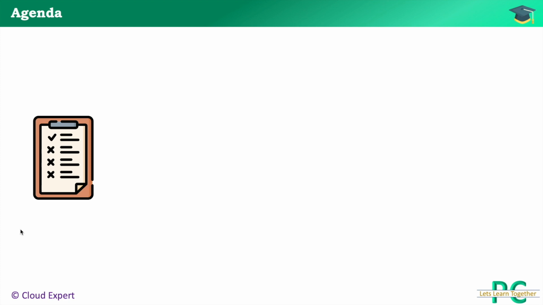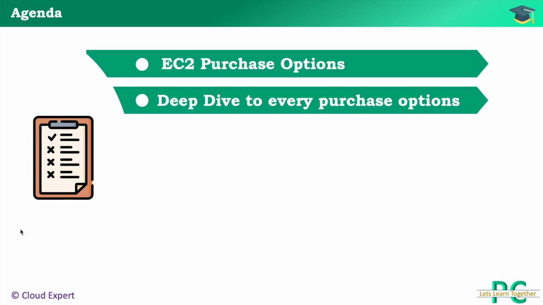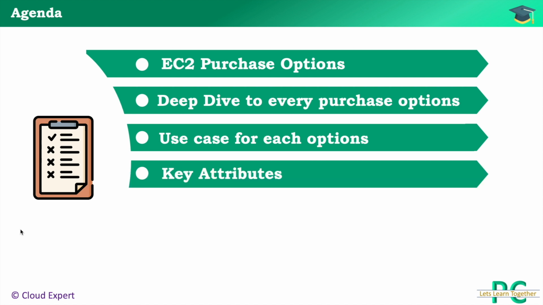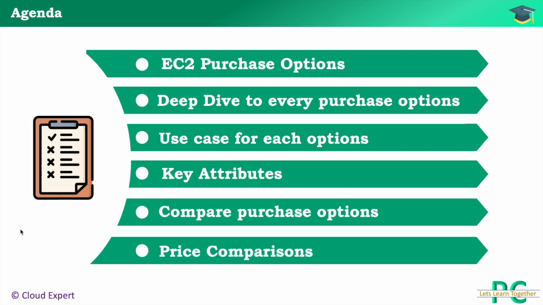Here is a high-level agenda for today's topic. We will start with EC2 purchase options. Then we'll deep dive to every purchase option. Then we'll cover use cases for each option. Then the key attributes. Finally, we'll compare purchase options. And last but not least, we'll see the pricing comparisons. We'll select a scenario and we'll see how pricing can differ based on the options you select.